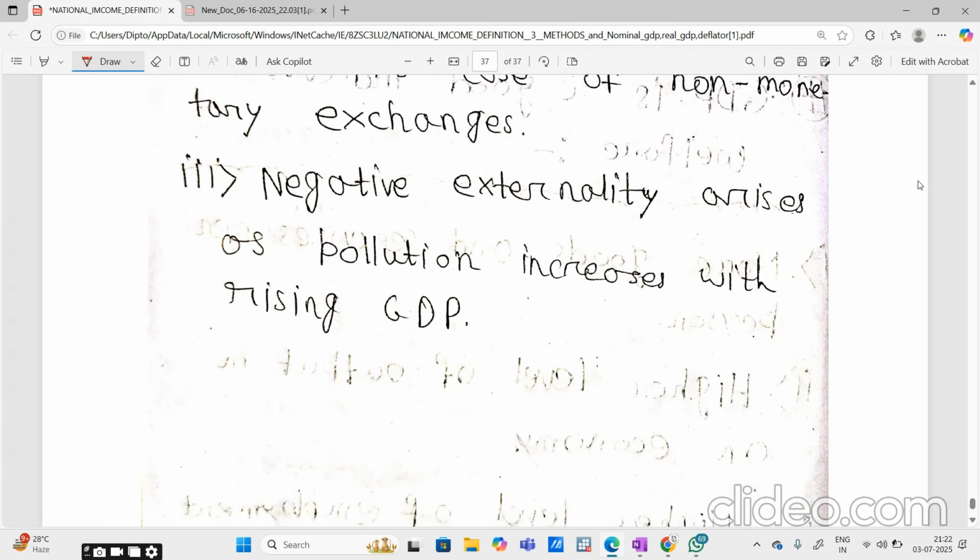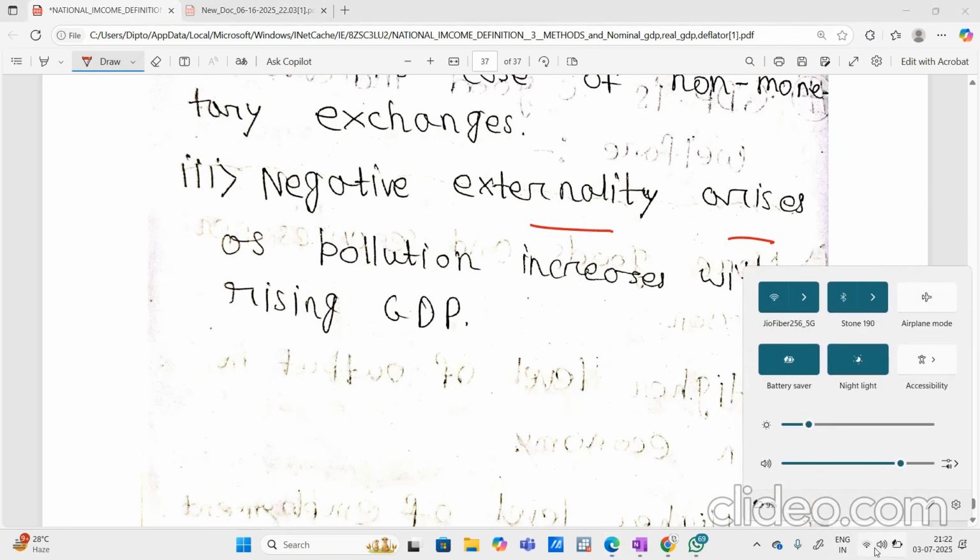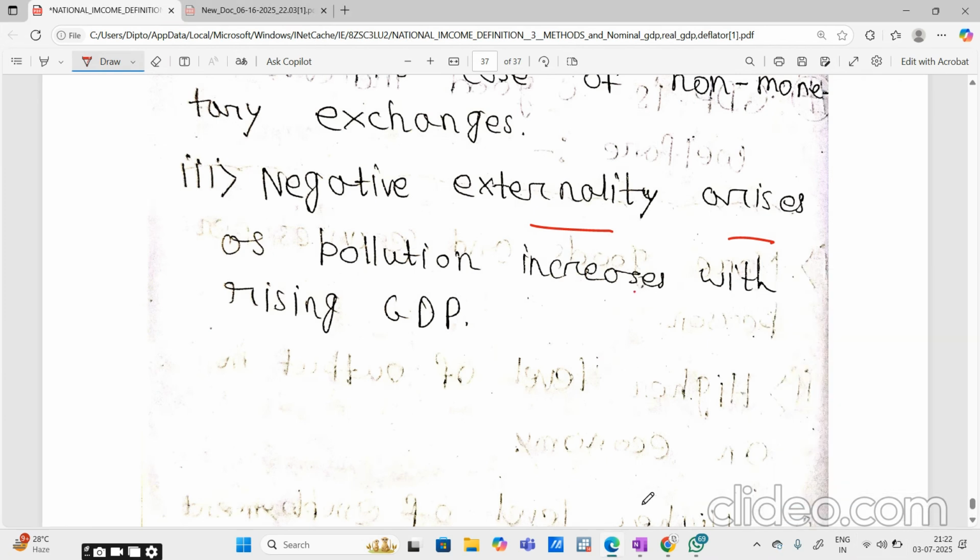Okay, negative externality can arise because as GDP increases, as I have told you, it simply means that there is a rise in the total production of goods and services. And if the total production of goods and services is increasing in an economy, that simply means the pollution due to that production will also rise. So these are some connections of GDP and welfare. If GDP rises, welfare will obviously fall.